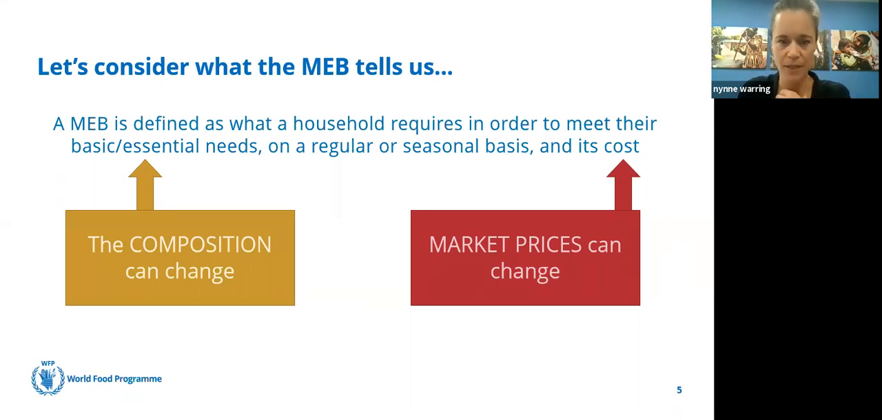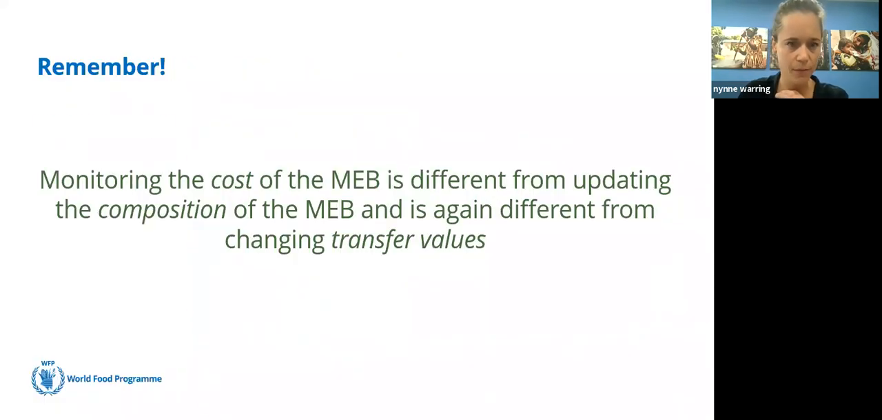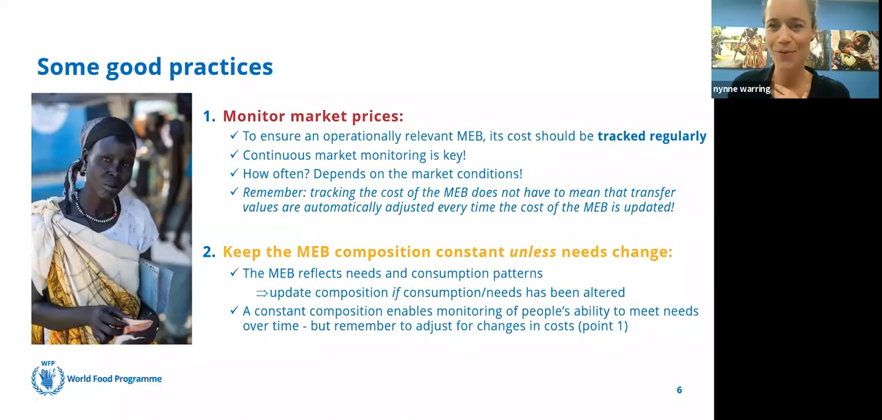So in order to get into what that means, some good practices when we talk about these things that can change the MEB. Of course, if we want to understand if cost changes, we need to monitor what things cost in the market. So the first good practice here is to monitor market prices. The cost of whatever goes into your basket, the costs facing the households that we are servicing, needs to be tracked regularly. I'm sure that most of you listening who work for operational agencies dealing with market-based interventions probably have some form of market monitoring established.